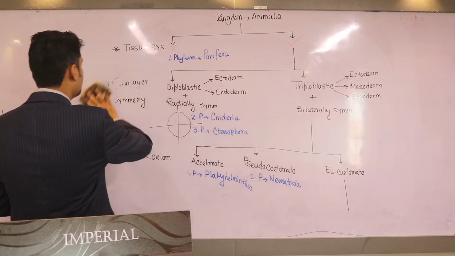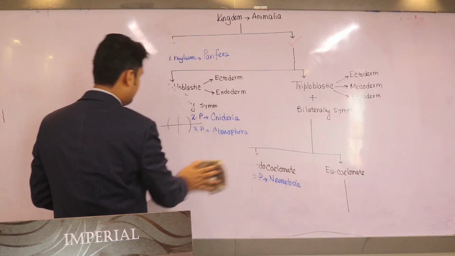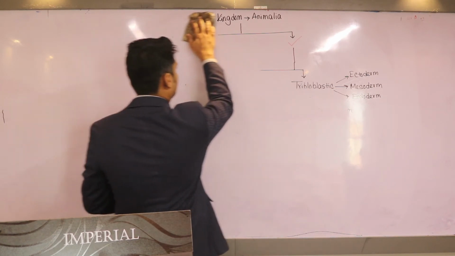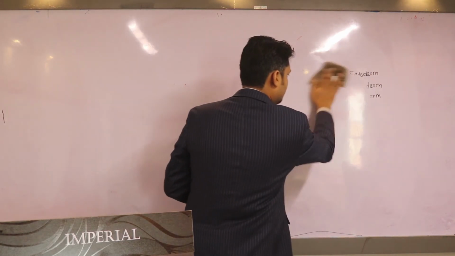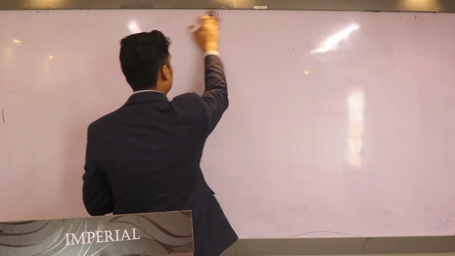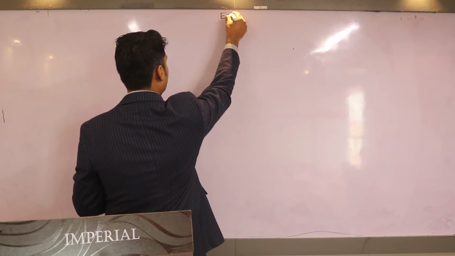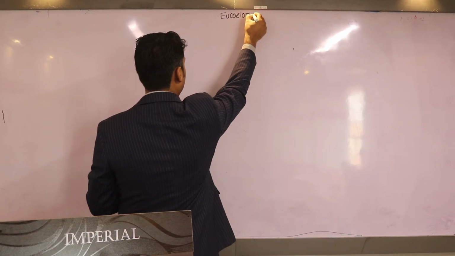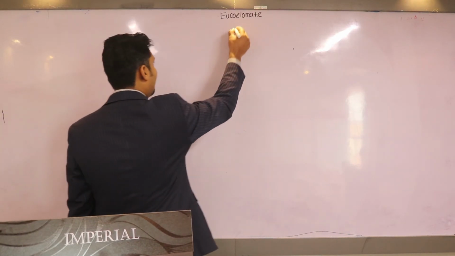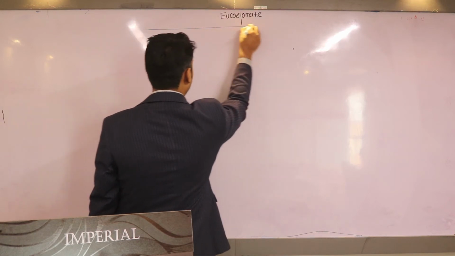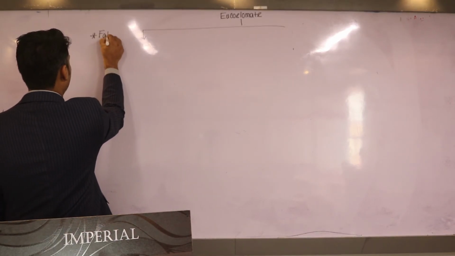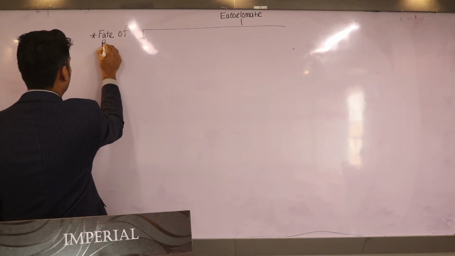Now, we will discuss the portion of the eucoelomate. Those with the ideal coelom, or eucoelomate, are further classified on the basis of the fate of blastopore. Remember this, fate of blastopore.